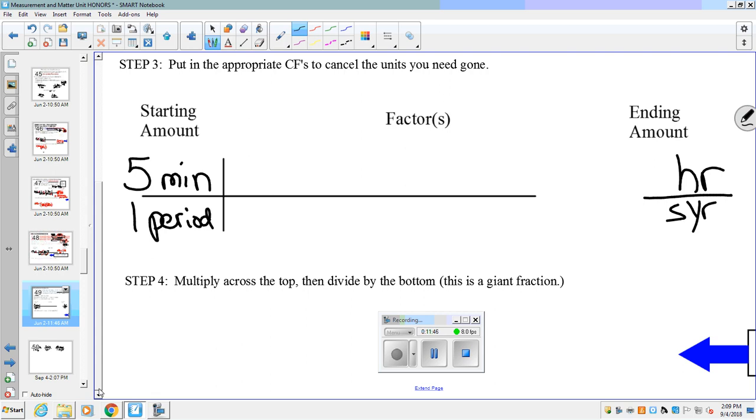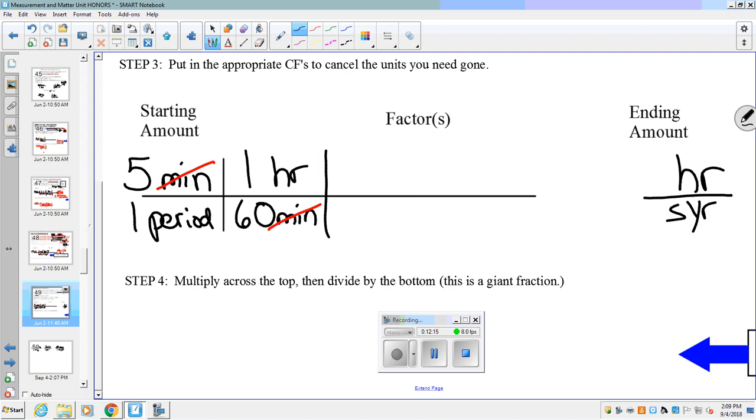So I'm going to say, okay, I've got to get rid of both minutes and periods. Now, minutes, I do need to get rid of, and I actually need to turn it into something else. I need to turn minutes into hours. So what do we already know about minutes? We happen to know, and it's not given in the problem, but we know there are 60 minutes in 1 hour. So my minutes are gone. Now I've got hours, which I want in my answer, so that's awesome.